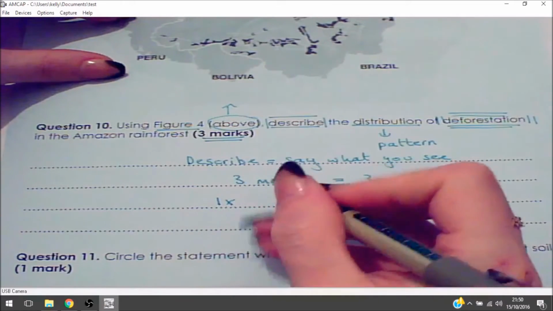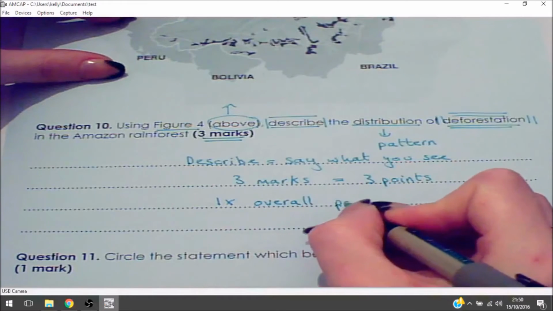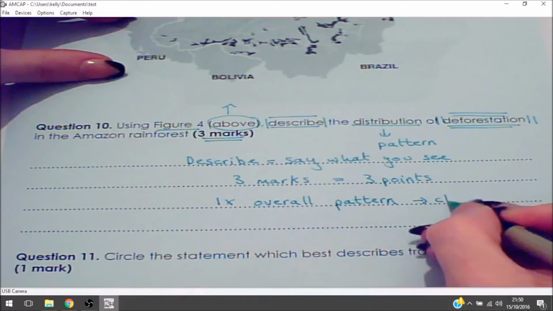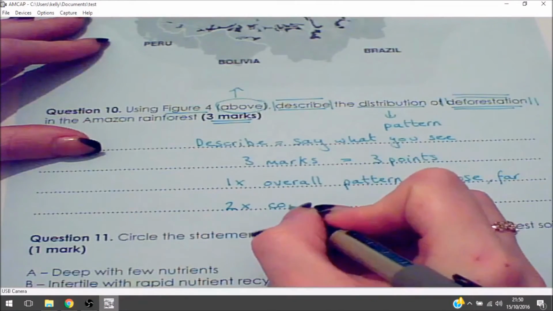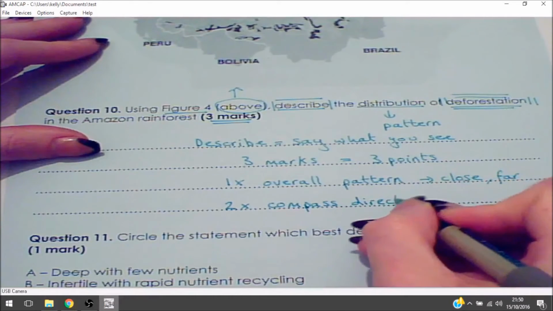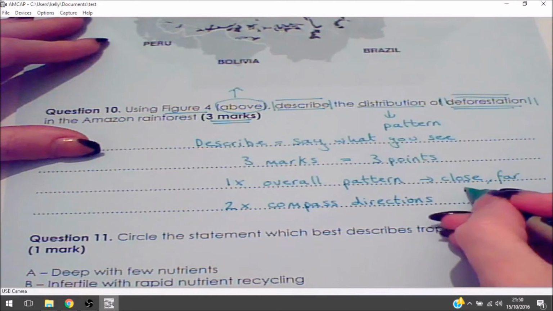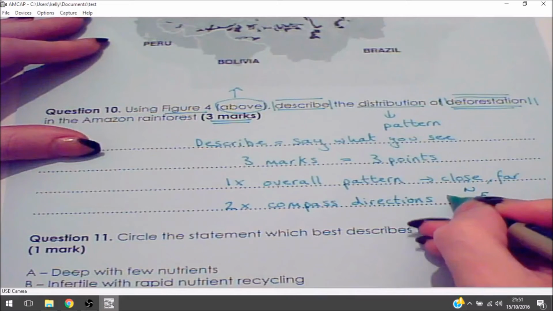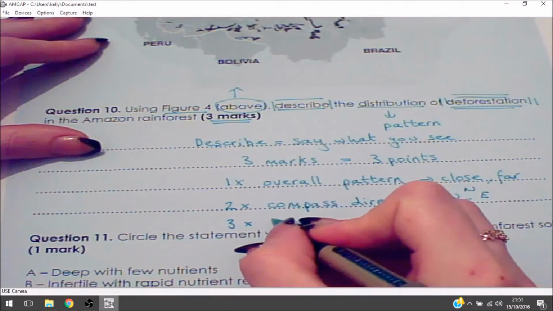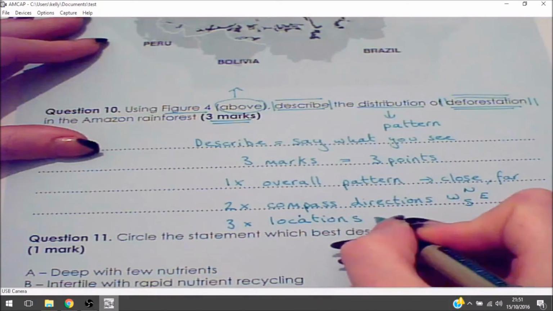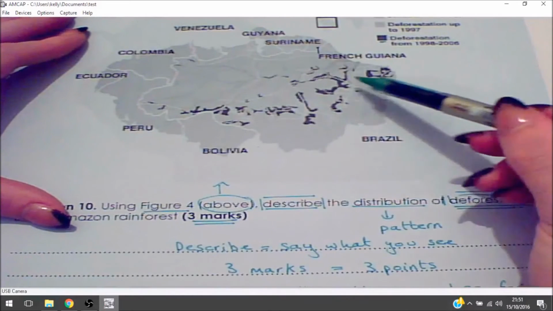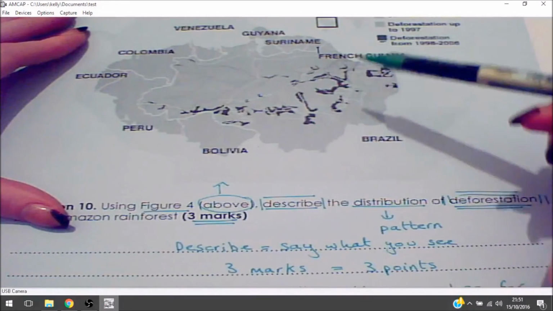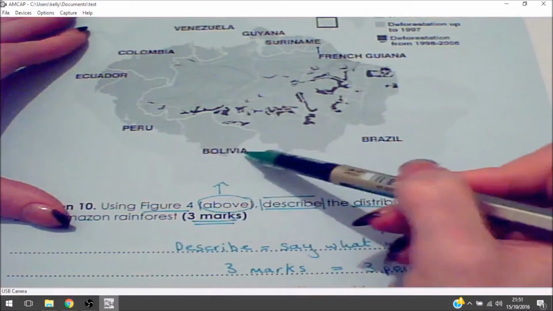So your first point you might like to make is, what is the overall pattern? Is it close together? Is it far apart? What's the overall pattern of deforestation? Second point you might like to make is to use compass directions. So is the deforestation in the north? Is it in the south? Is it in the east? Or is it west? The third point you might like to make is to use some locations. So actual place names. So is deforestation happening only in Brazil? Is it happening north or south of, for example, Venezuela or Bolivia or Peru?